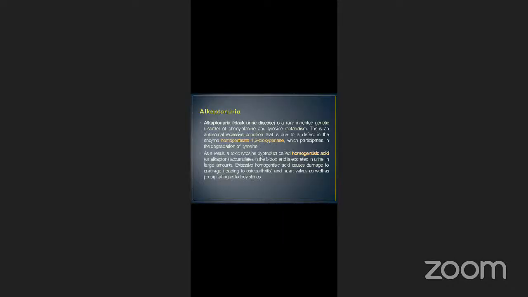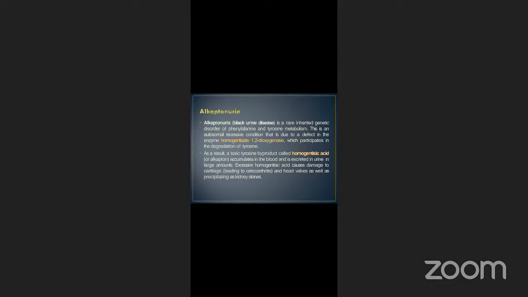Alkaptonuria. Yes, ma'am. Alkaptonuria is called black urine disease. It's a rare inherited genetic disease of phenylalanine and tyrosine metabolism. This is an autosomal recessive condition. It is a defect of homogentisate 1,2 dioxygenase, which participates in the degradation of tyrosine.